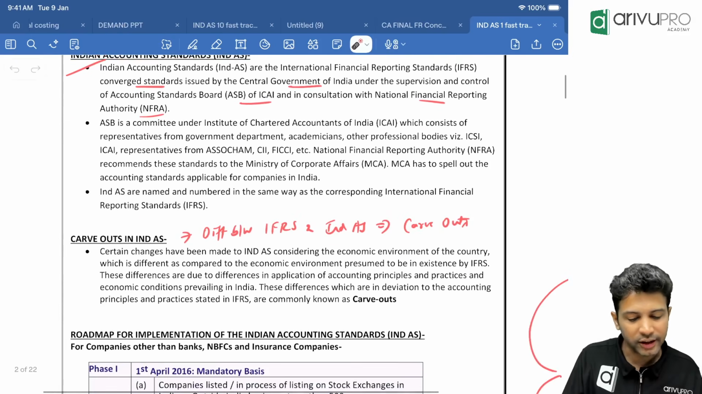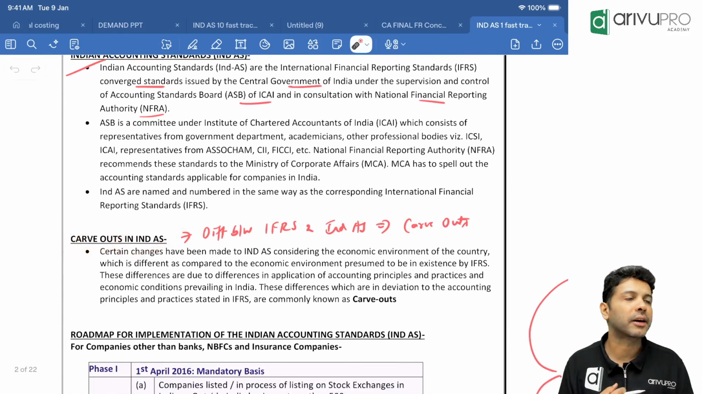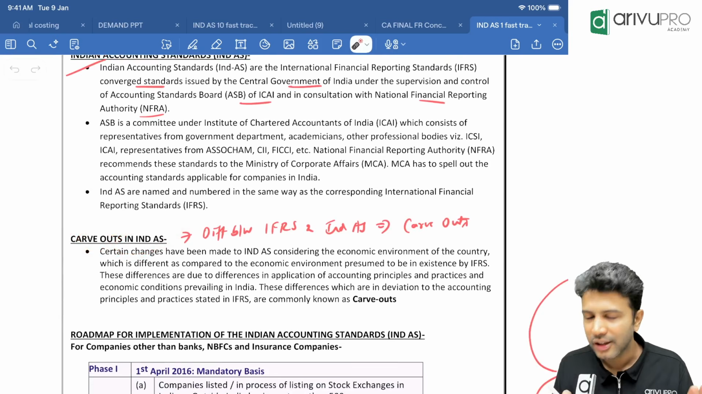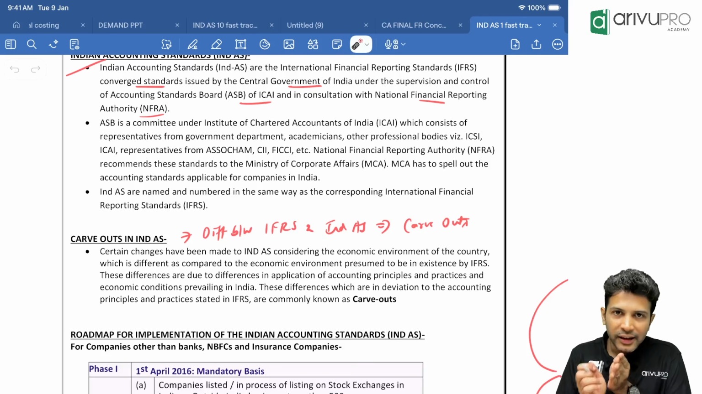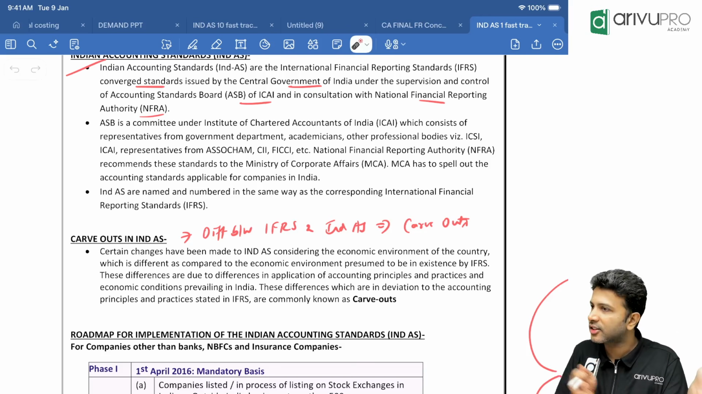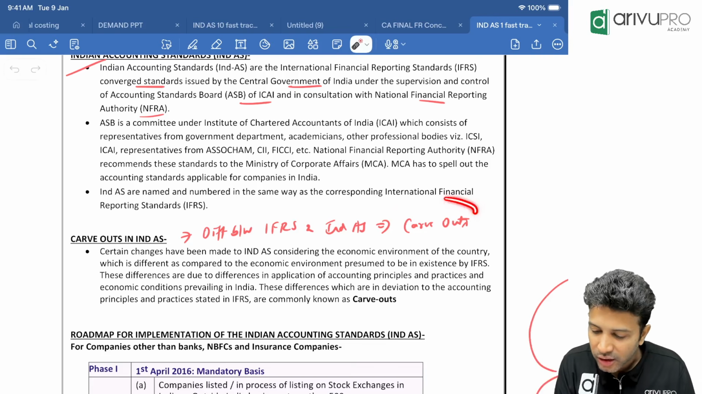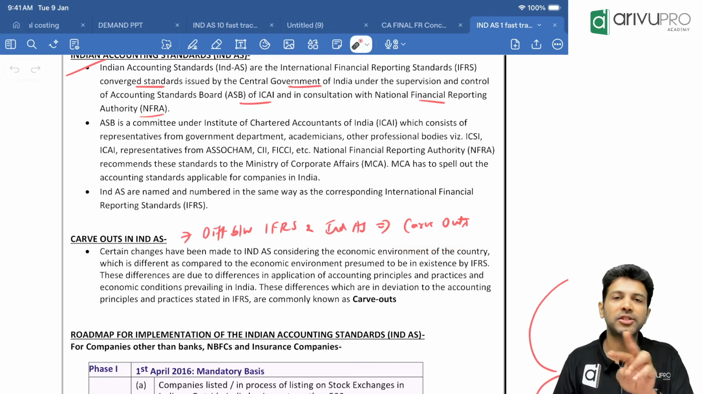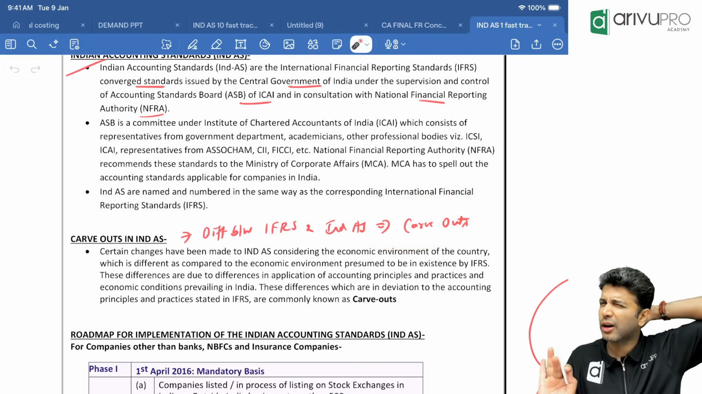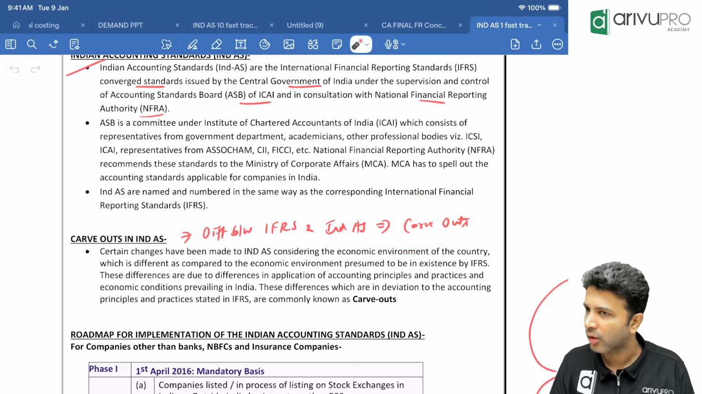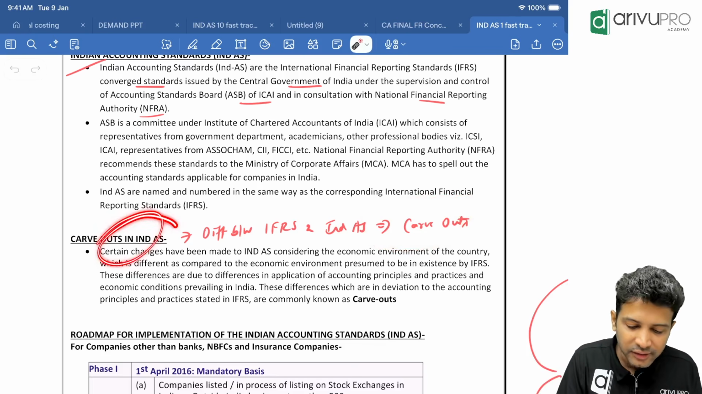Okay, now move on to the next. There is something called carve outs and carve ins. Carve outs means differences between IFRS and Ind AS. If Ind AS says go left, IFRS says go right, then that we call it as what? Carve out. The differences between Ind AS and IFRS, we call it as carve outs. There may be like 3 to 4 carve outs at best currently.